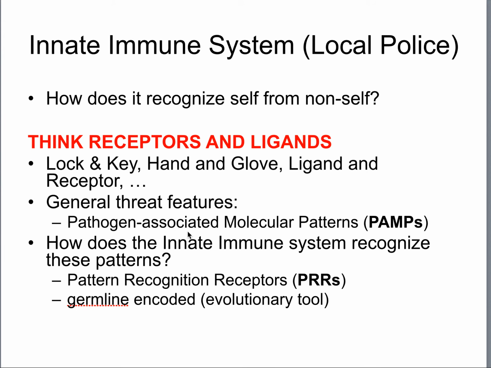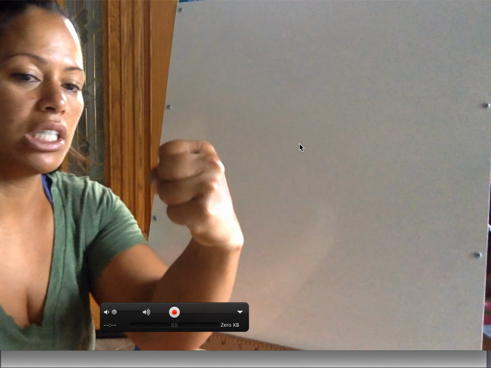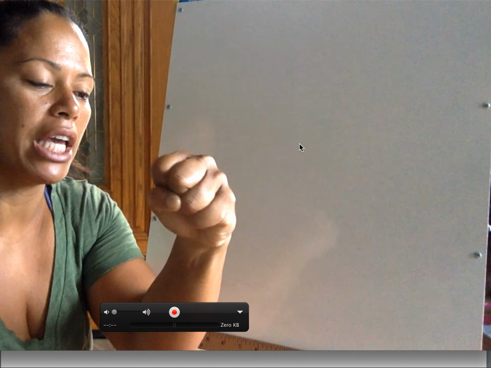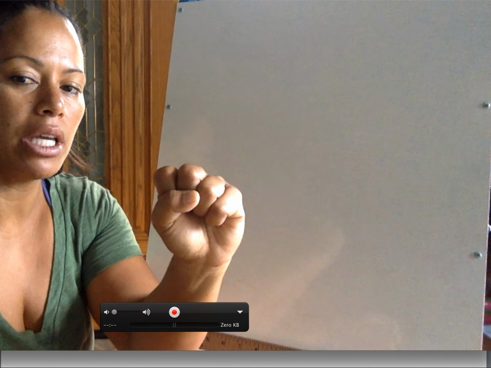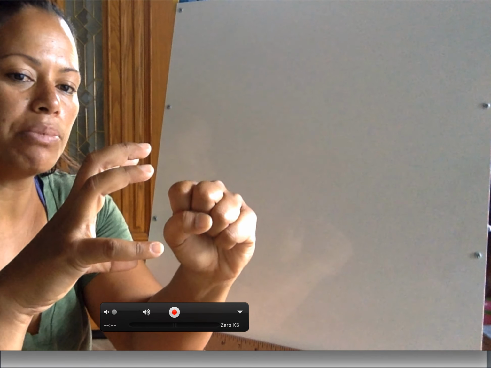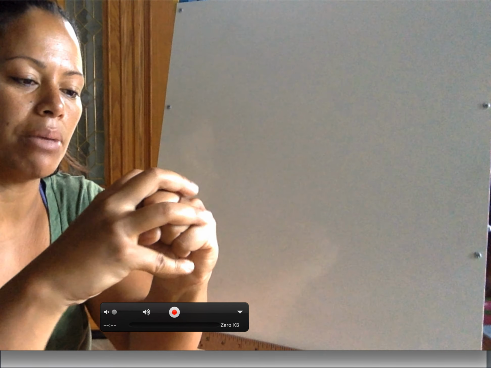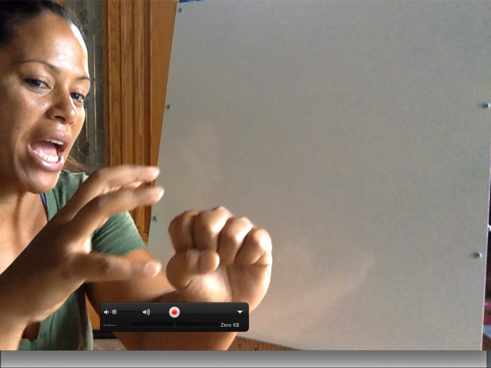And let's move on. Local police, you think receptors and ligands. Receptors are basically the hands that will reach out and bind to a ligand. Ligands are chemicals or any structure that you're actually grabbing onto. So how I think of it is this: if this is the foreign substance that's coming in and it has what we call PAMPs on it, then your receptors will grab and bind to them. So I remember the connection as Pampers.